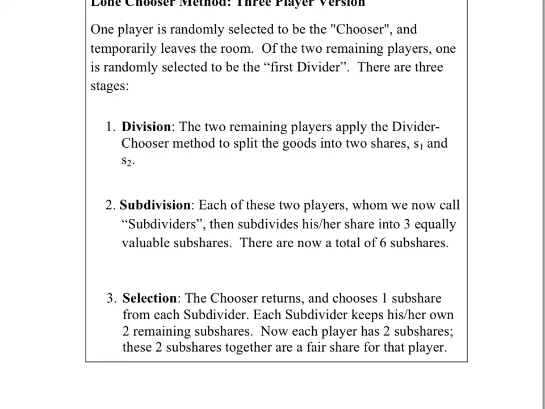Finally, the chooser returns and chooses 1 subshare from each subdivider. It is not okay to pick 2 subshares from 1 subdivider and none from the other. No, the chooser must pick 1 subshare from each subdivider. So each subdivider will keep his or her own 2 remaining subshares. Now each player has exactly 2 subshares, and these 2 subshares together are a fair share for that player.